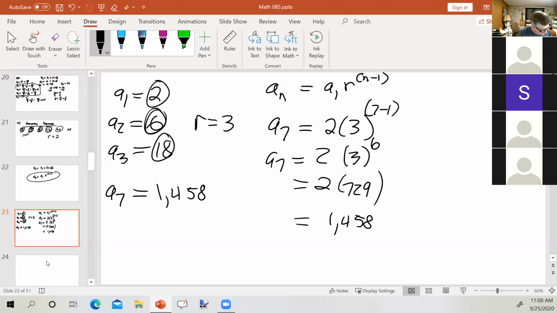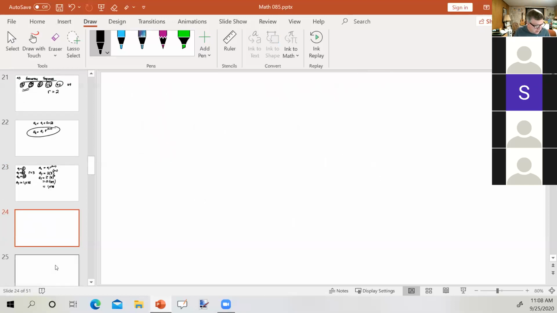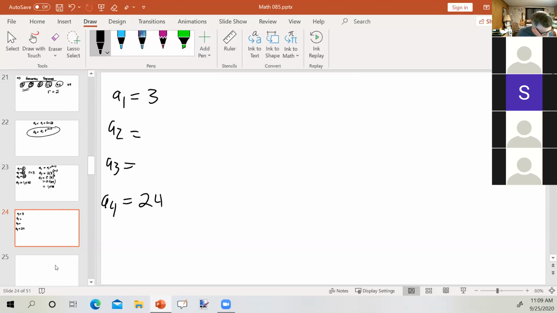All right, another example. Write the first 5 terms of the geometric sequence with the following properties. All right, we are told that the first term is 3 and the fourth term is 24. And we are to write the first 5 terms. Okay, so I need to find the common ratio so I can apply it to fill in the missing terms.